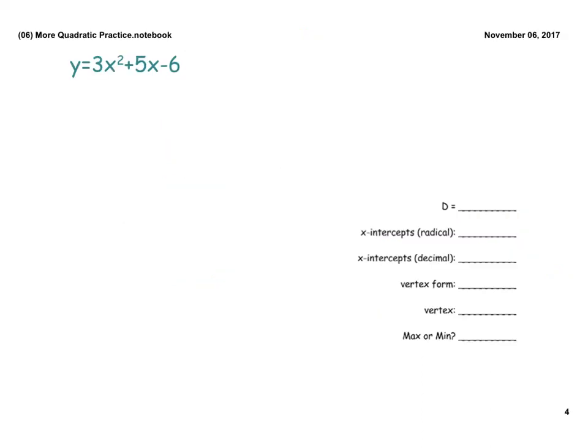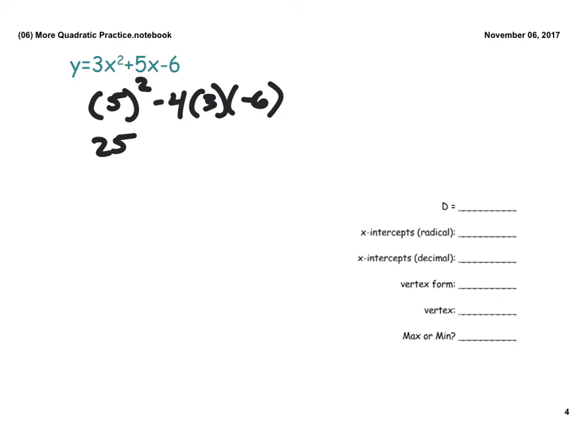Here's our third example. We'll go ahead and start with finding the value of the discriminant. The value of the discriminant is b squared minus 4 times a times c. That is 25 plus 72. We end up with a discriminant value of 97. That is not a perfect square, so we will not factor.